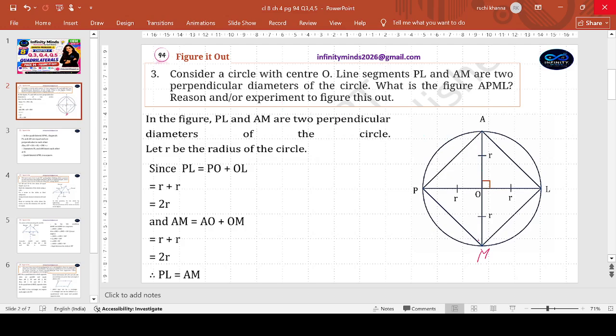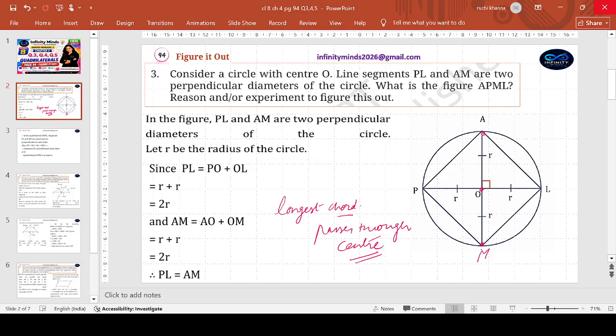Diameter, children, let me just recall quickly the definition of diameter with you. It is the longest chord in a circle. Chord means a line segment having its endpoints on the boundary of the circle, in such a way that it passes through the center of the circle. Put the tip of the compass, open it, that is your radius, and you draw a circle. The point where you put the tip of the compass is your center.